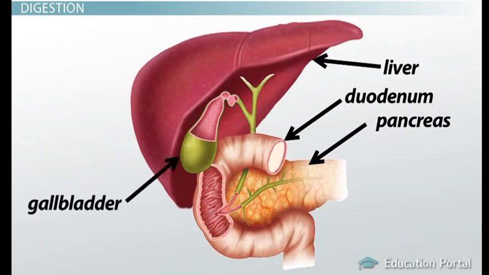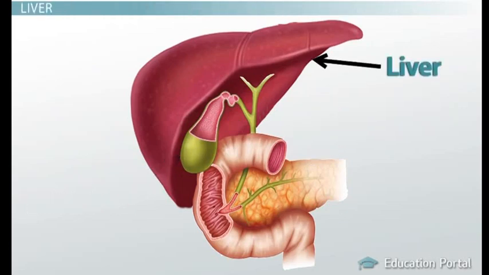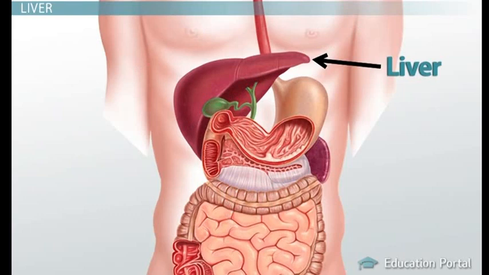In this lesson, you will learn about the secretions of the liver and gallbladder and how these accessory digestive organs work together to break down the foods you eat. The liver is essentially a very large gland. It's located under the diaphragm and lies mostly in the upper right side of your abdominal cavity.